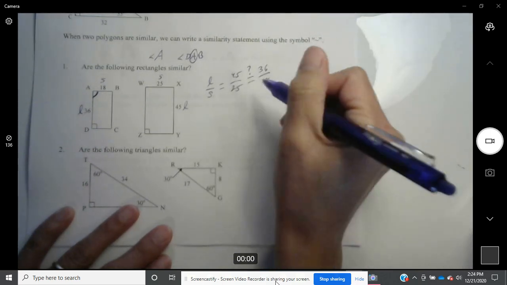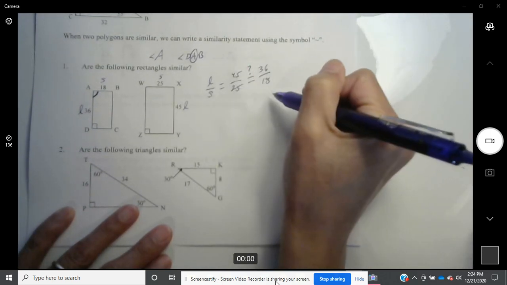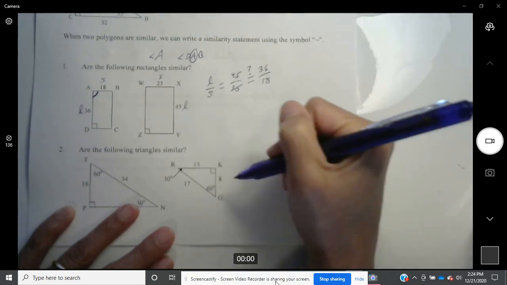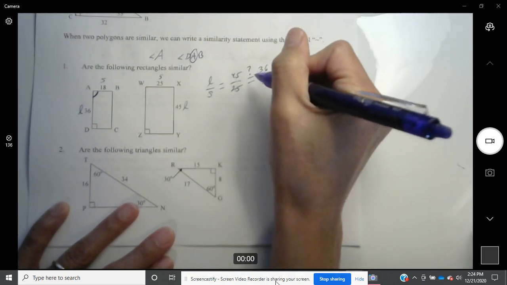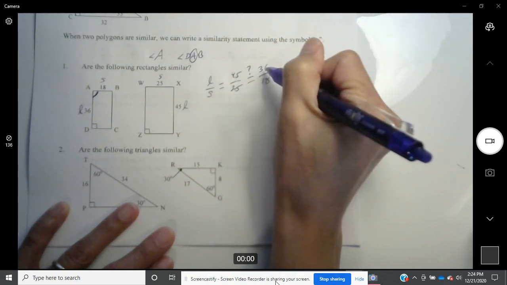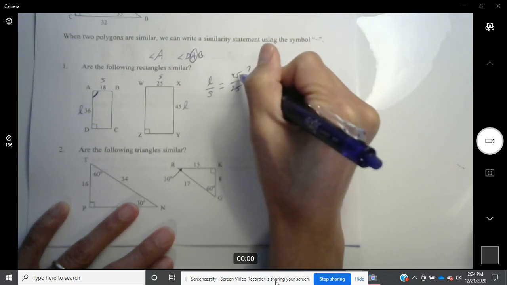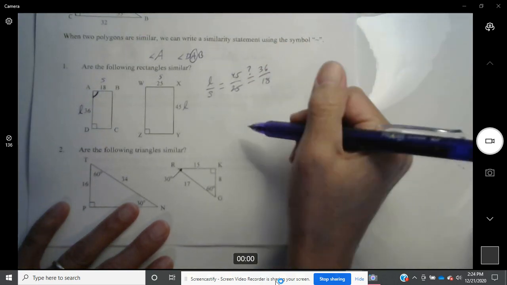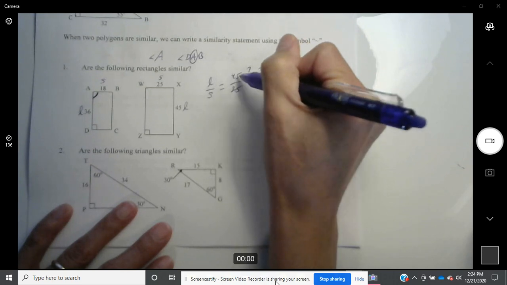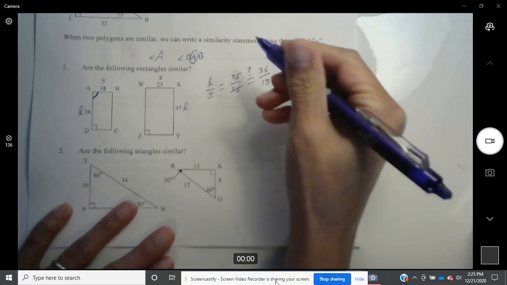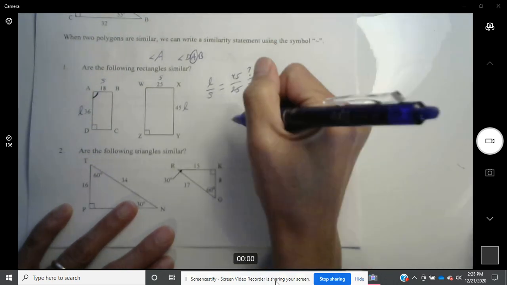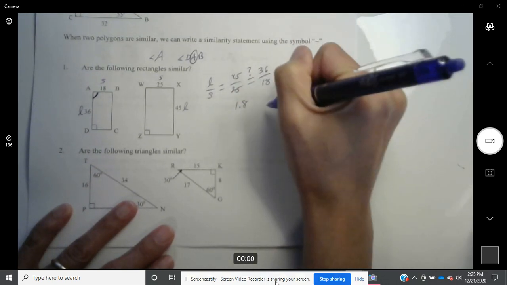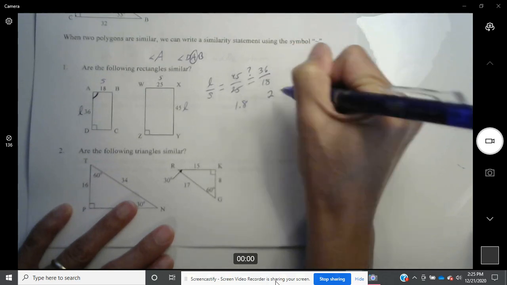There are several ways that you can determine if they are proportional. The first is you can cross multiply. The second one is you can try to find a common factor, like 45 divided by what would equal 36, and is that the same number? And then the third way is you can actually divide the fraction. What is 45 divided by 25? That equals 1.8. And then what is 36 divided by 18? That is equal to 2.